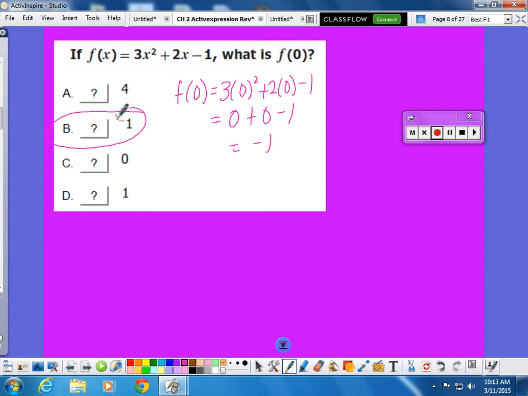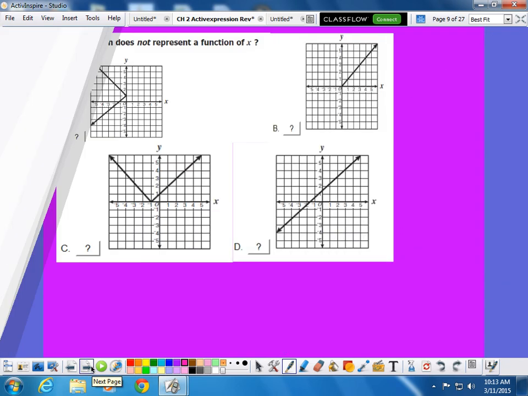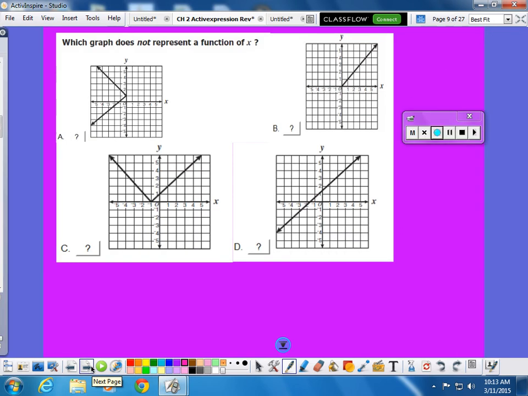Which graph, using the vertical line test, does not represent a function? I would sketch all these and say yes or no beside them. If I were making out my study guide, I'd just do little sketches, little simple ones, and say yes or no.